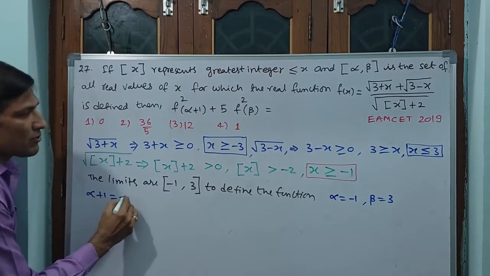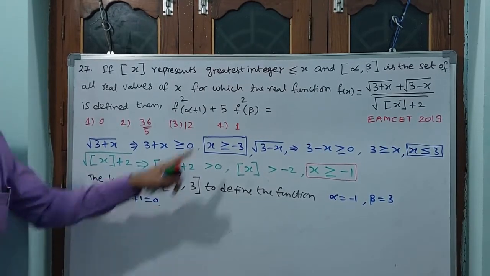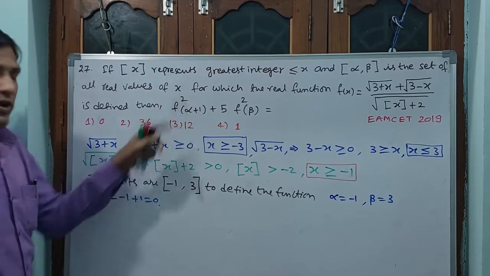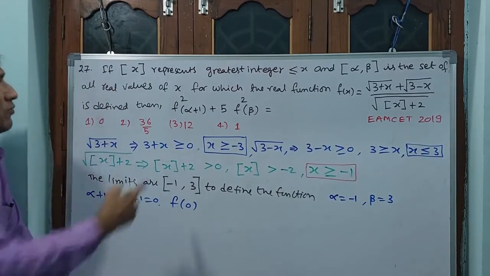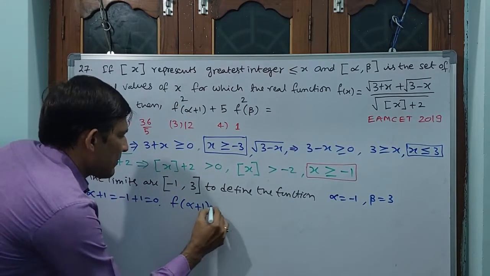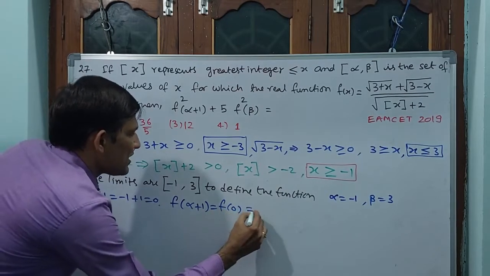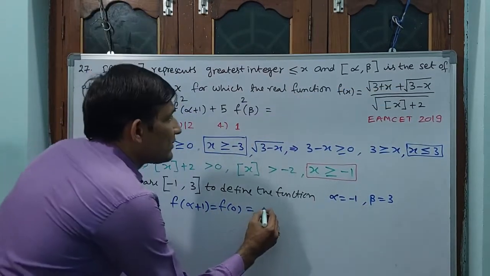Alpha plus 1 is equal to minus 1 plus 1, that is equal to 0. That means alpha plus 1 is 0. That means f of 0 square you have to take. You see what I am writing? First f of 0 I am taking. F of alpha plus 1 is equal to f of 0. Then you apply 0 wherever that is there.